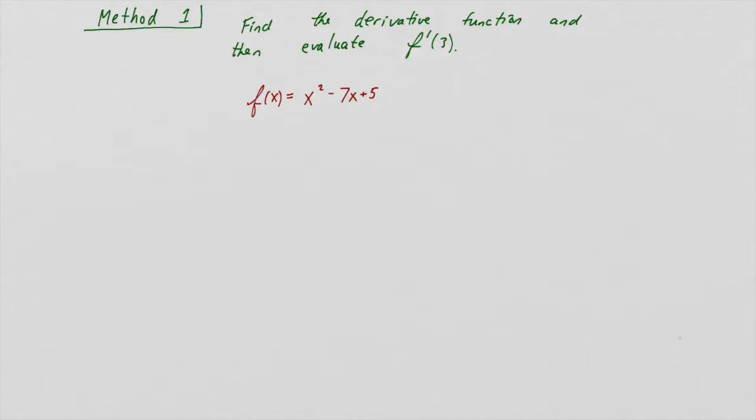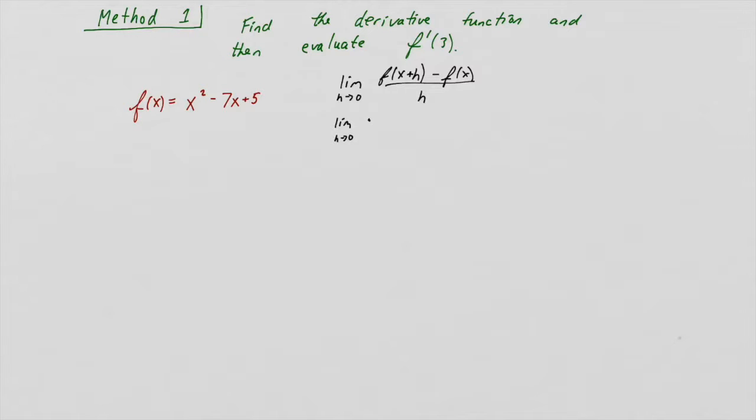So let's take our original function here as f of x equals x squared minus 7x plus 5 and then run it through the definition of our derivative. We know the definition of the derivative is the limit as h approaches 0 of f of x plus h minus f of x all over h. So we're just going to run this through. The limit as h approaches 0 of x plus h squared minus 7 times x plus h plus 5 minus our entire function x squared minus 7x plus 5 all over h.